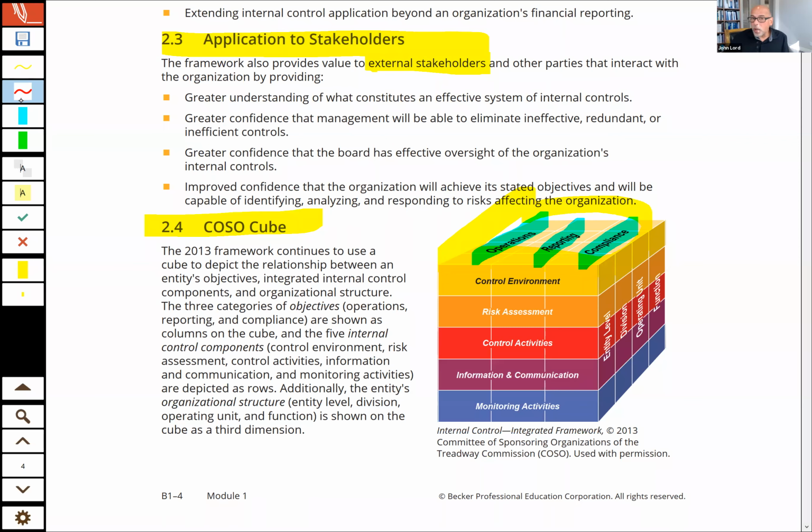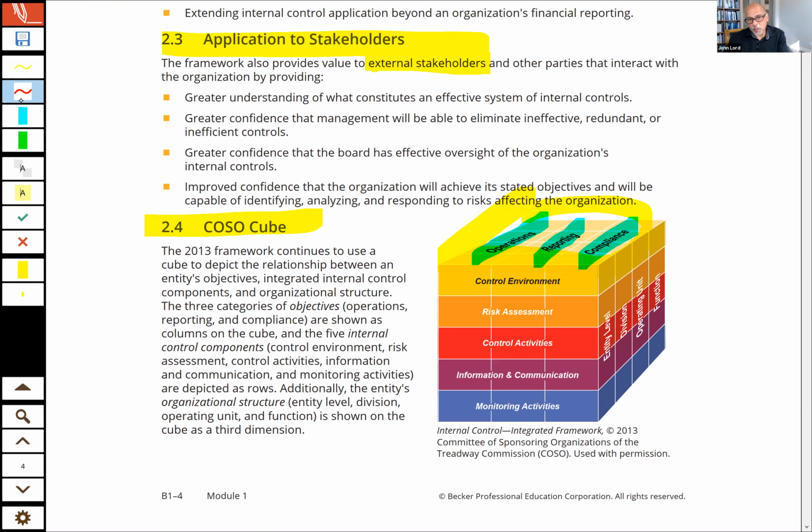If it's a new law, let's say, the threat is, hey, we don't understand the full measure of what needs to be done to comply with this new law. Okay, so these would be threats. Then what we do is we establish control activities. Those control activities help to mitigate the impact of those risks towards achieving the various objectives of the organization.